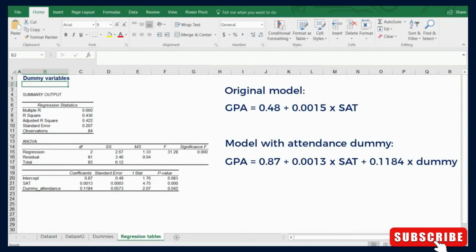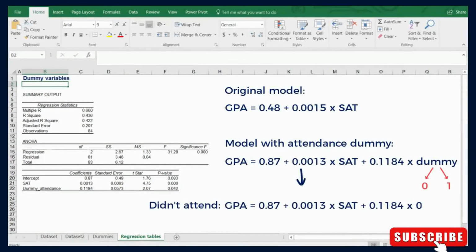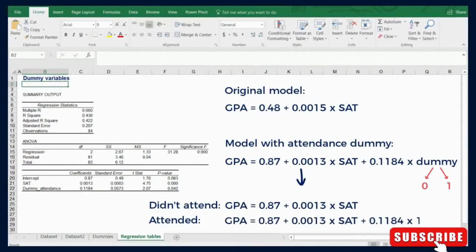Now, we said that the dummy is 1 or 0, so we can actually represent this equation with two others. If the student did not attend, the dummy will be 0, so 0.1184 times 0 is 0. The model becomes GPA equals 0.87 plus 0.0013 times SAT. If the student attended, the dummy will be 1, so the model becomes GPA equals 0.87 plus 0.0013 times SAT plus 0.1184.